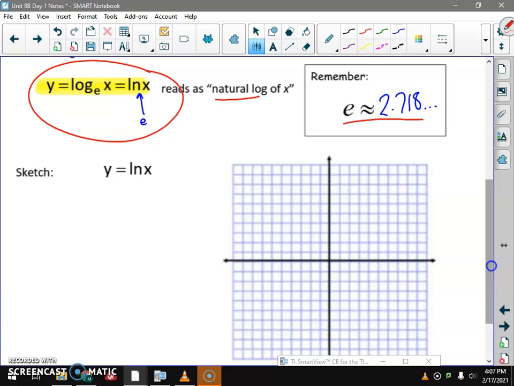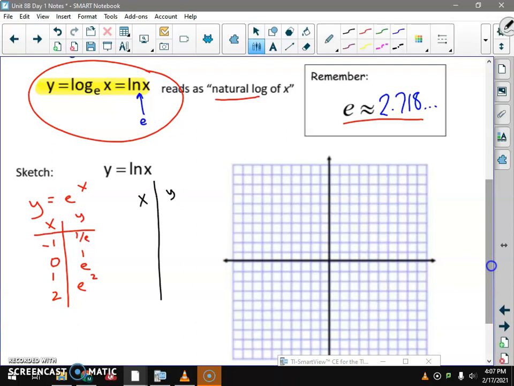So how do we graph ln? Well, again, we could go straight to our pattern, or we could start with e to the x, and we could reverse them. So I always just like to do negative 1, 0, 1, and 2. Anything to the 0 is 1. e to the first is e. e squared is e squared. e to the negative first is 1 over e. So if I inverted them, the ordered pairs you're going to plot for ln of x are 1 over e, negative 1; 1, 0; e, 1; and e squared, 2.